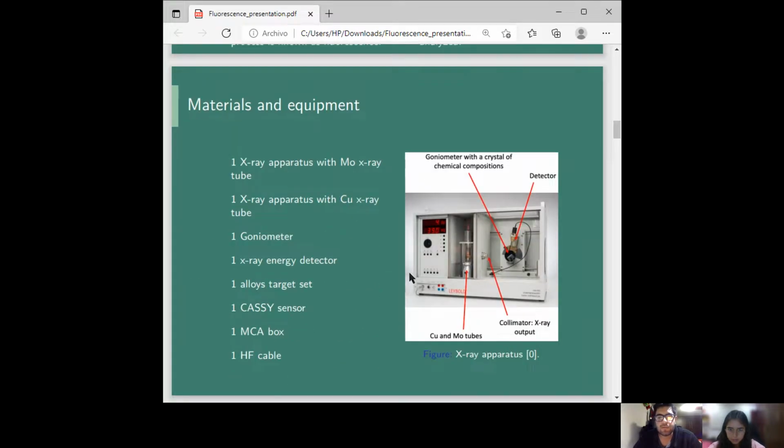The materials used for this experiment were an X-ray apparatus with a Mo X-ray tube, an X-ray apparatus with a Cu X-ray tube, an ionometer, an X-ray energy detector, an alloy target set, a CASSY sensor, an MCA box, and an HF cable. The tabletop was connected and the high voltage of the tube was set to 35 kilovolts. The emission current was set to 1 milliampere, and then the high voltage was switched on and we started recording the spectra for the targets in the alloy set for the Mo and Cu tubes.